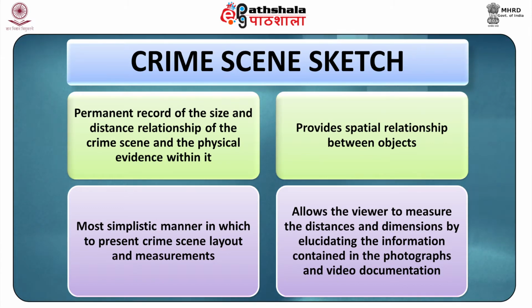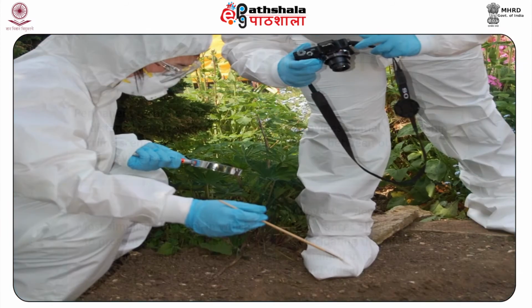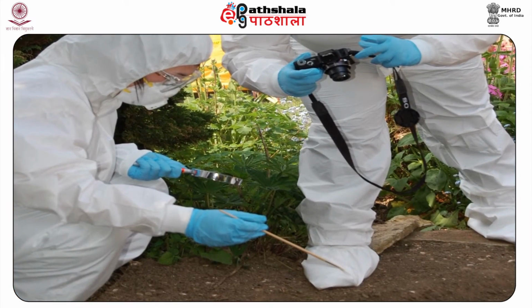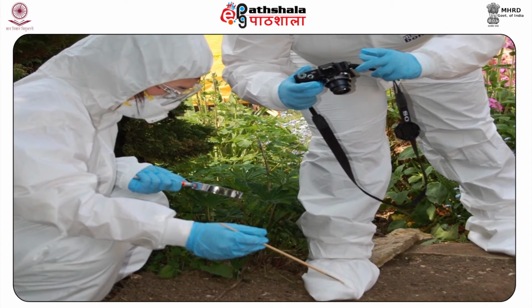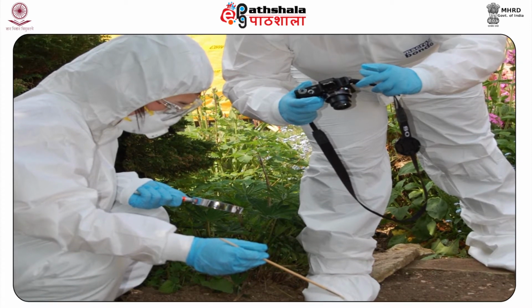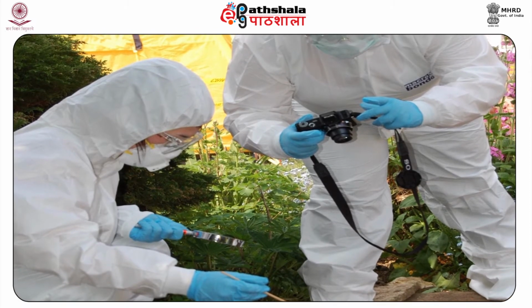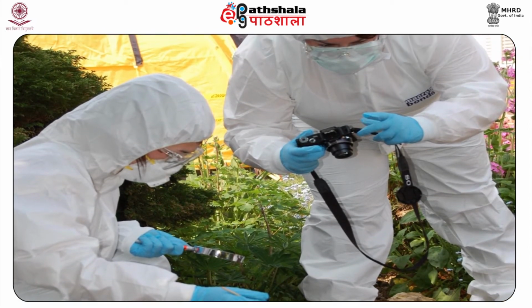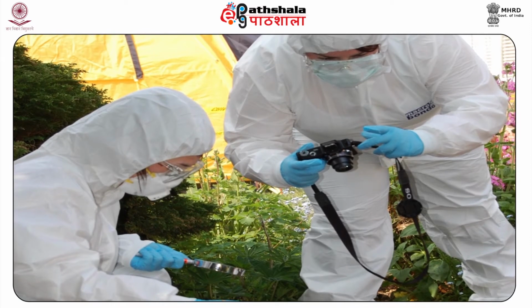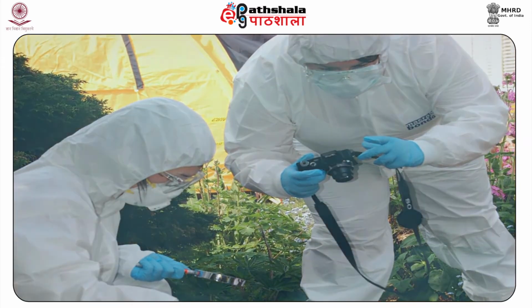In crime scene sketching, the position of camera and the photographer may also be noted. Photographs provide a two-dimensional representation of three-dimensional objects, which distorts the spatial relationships of the photographed objects, causing items to appear closer together or farther apart than they actually are.